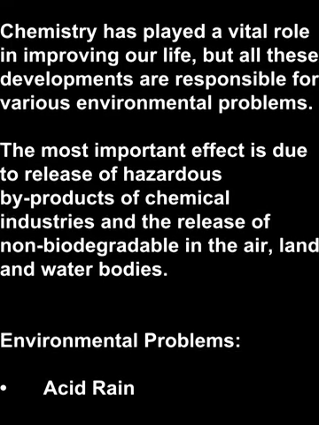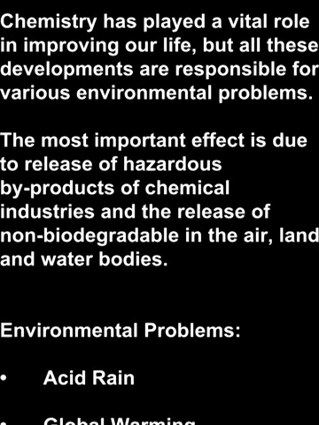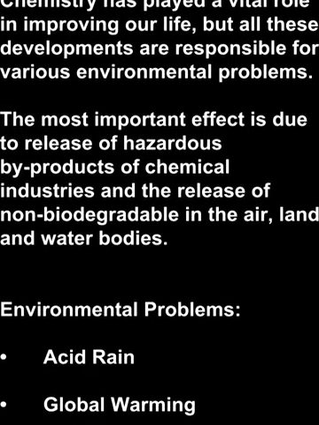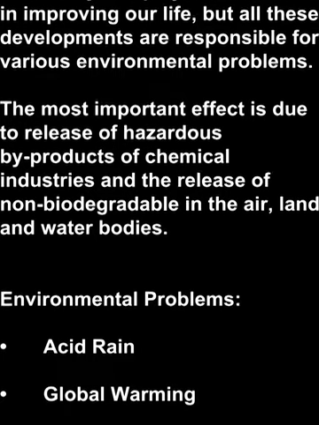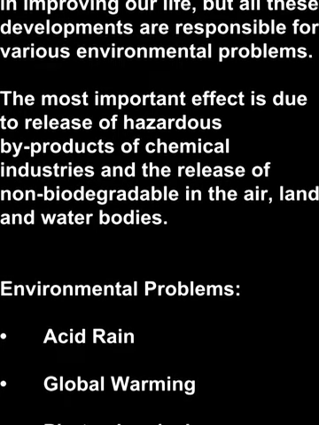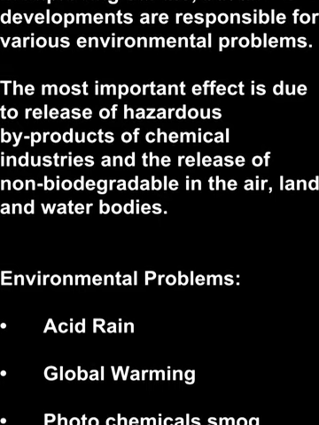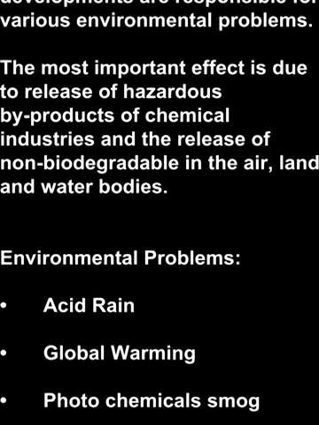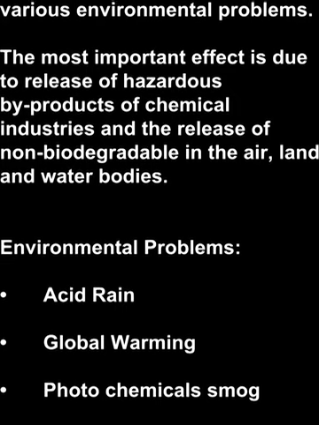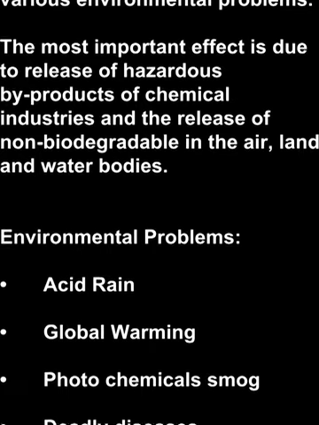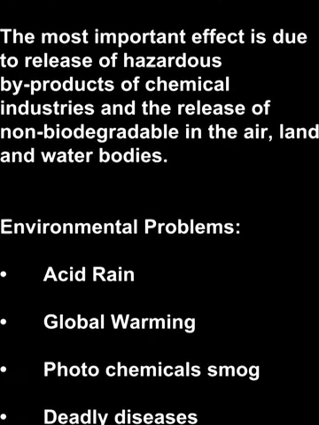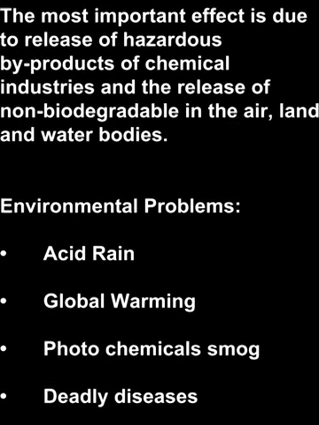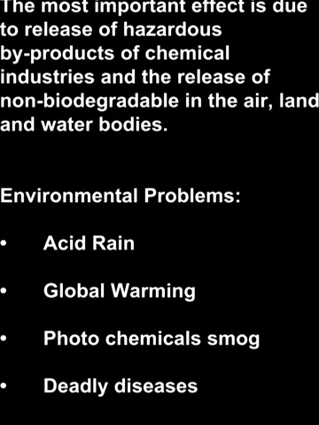So some of the environmental problems are acid rain. It is caused by the oxides of nitrogen and sulfur. Then global warming. It is due to carbon dioxide, methane, nitrous oxide and chlorofluorocarbons. So these pollutants alter the climate. And then photochemical smog. And these environmental problems result in some deadly diseases.